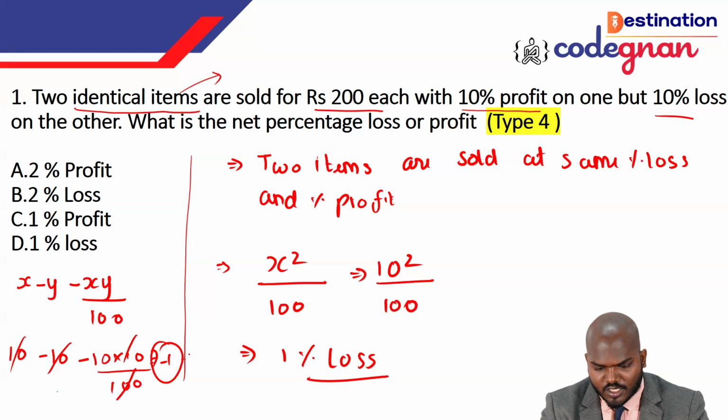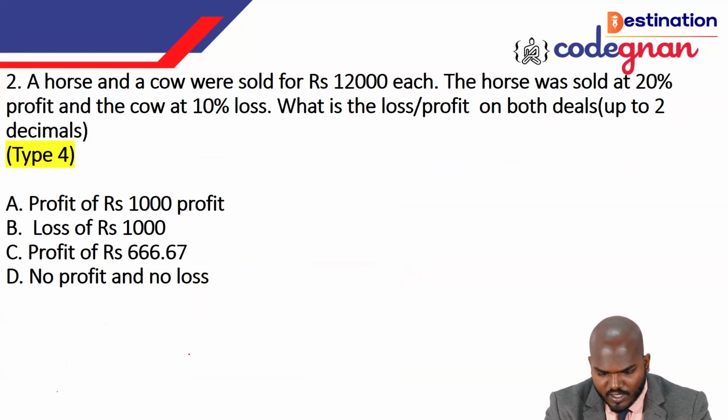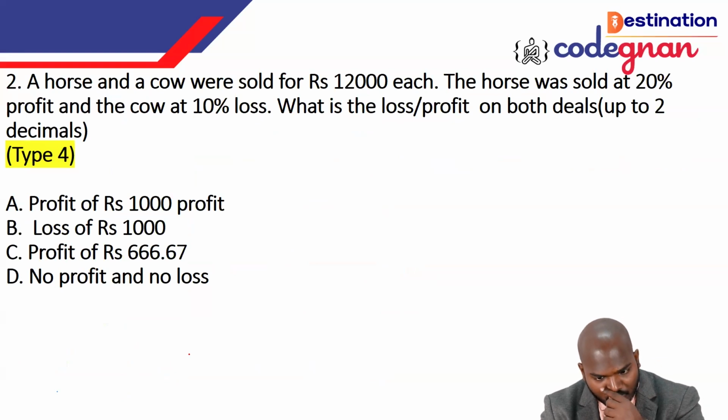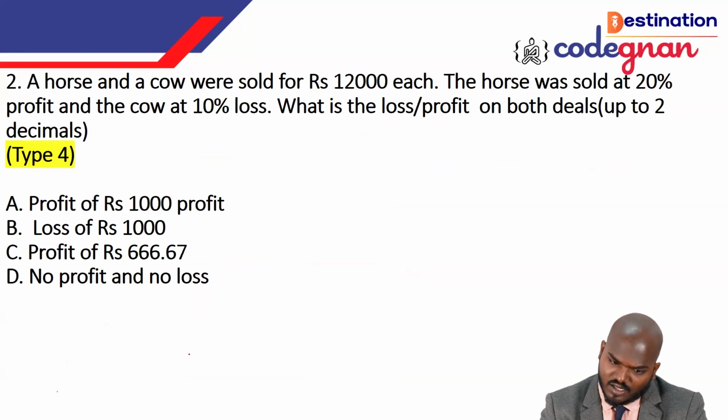We'll move to the next question, guys. Okay, a horse and a cow were sold for 12,000 rupees each. So the horse is selling for 12,000 rupees and the cow is selling for 12,000 rupees. The horse was sold at 20% profit and the cow at 10% loss. So what is the loss or profit on both deals up to two decimals?